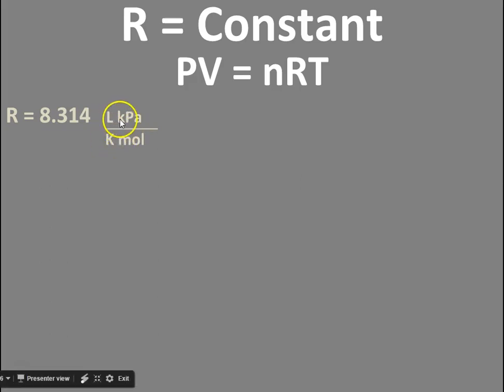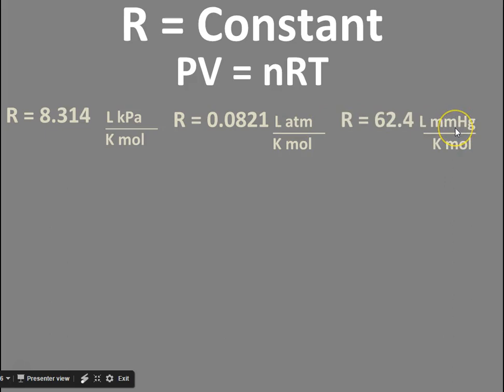So what if we're not using kilopascals? Then we have a different R if we're using atmospheres, and we have a different R if we're using torr or millimeters of mercury. Those are the ones that are usually used in chemistry class. So you'll notice that the rest of the units all stay the same, liters, Kelvin, and mole, and that will come into play in a little bit.